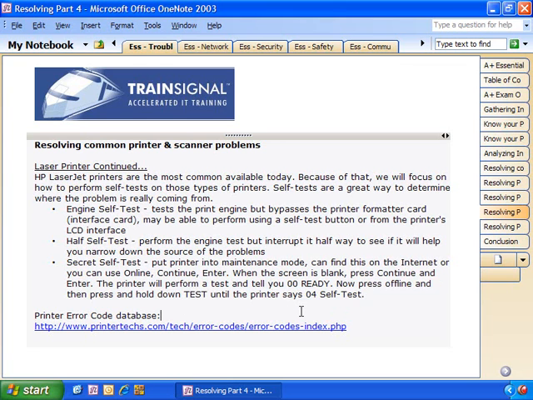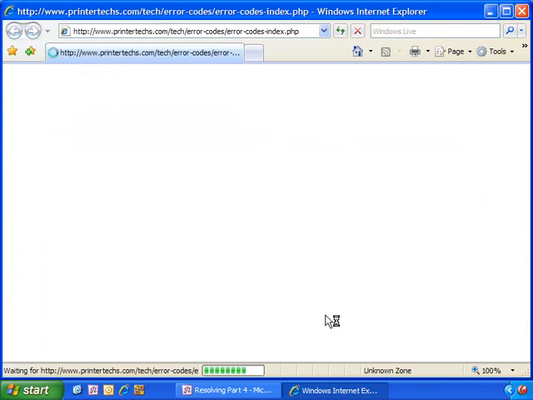Now, your printer may at times give you an error code. This error code can be looked up on the internet, and here's a website that I found where they list out all the different printer error codes. I'm going to click on this. Let's go take a look.